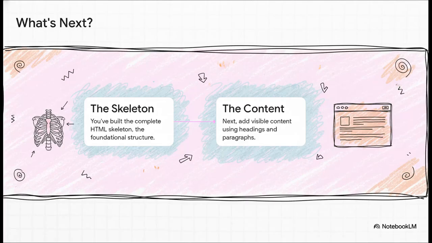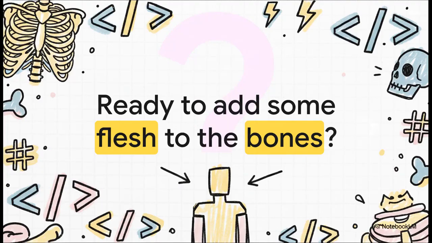So let's just quickly recap what we've accomplished. We have successfully built the skeleton. We have a solid, standard-compliant structure that every browser on the planet will understand. The bones are in place. So, what's the logical next step? Well, it's time to add some muscle and skin. Our skeleton is waiting, so are you ready to add some flesh to these bones? Join me in the next explainer, where we're going to dive into headings, paragraphs, and finally give our page some real, readable content.